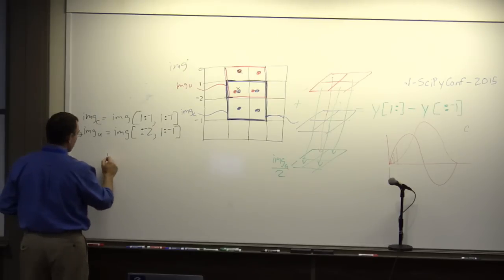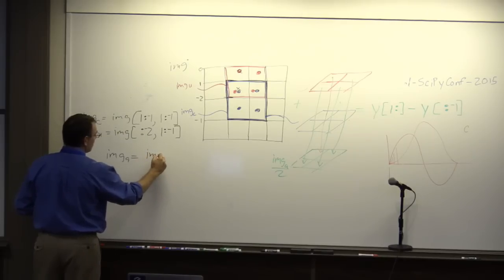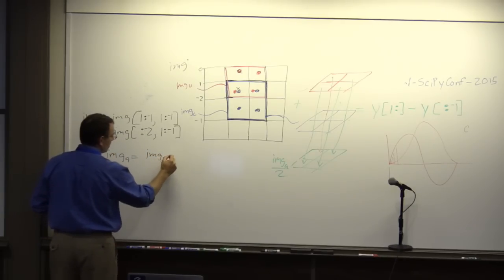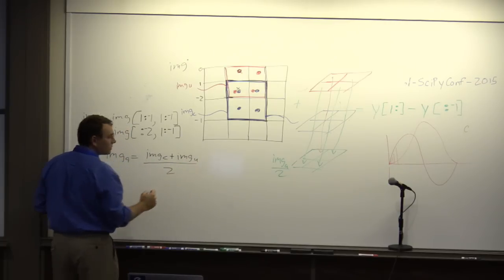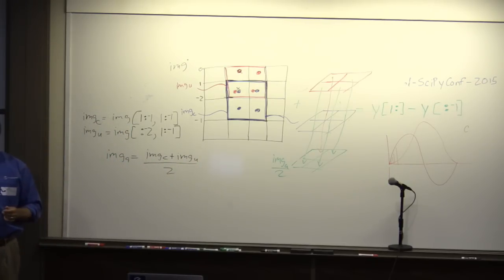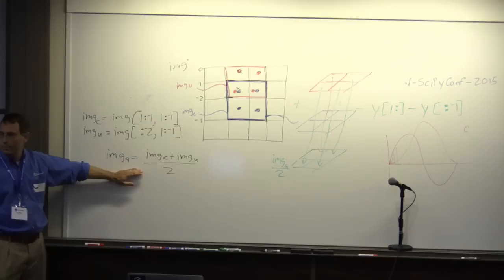And so now, if we're going to make my averaged image over here, image A is going to be image center plus image upper, and divide that by 2. Does that make sense, how we've done that? This is a great example of how we don't write any for loops. The for loops are implicit in how this slicing occurs and then our mathematical operations on those. And by doing that, you get very fast operations.